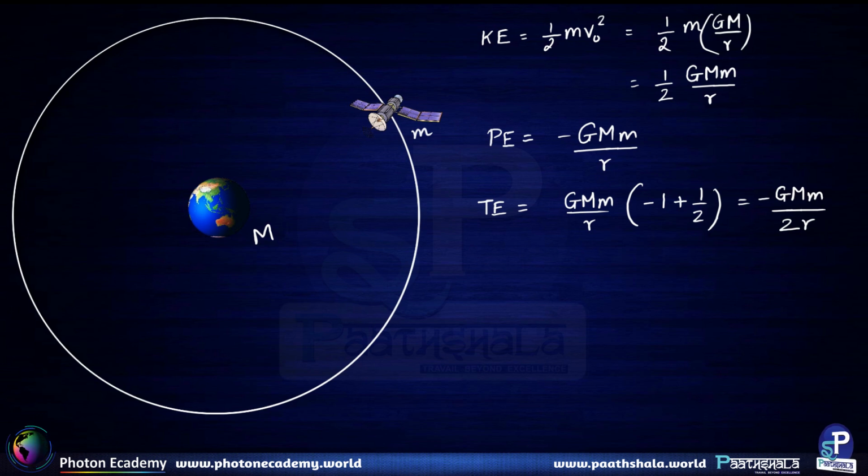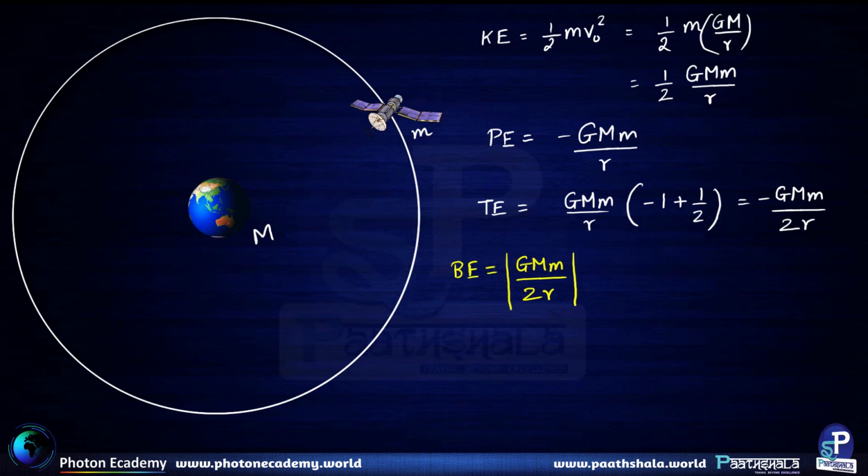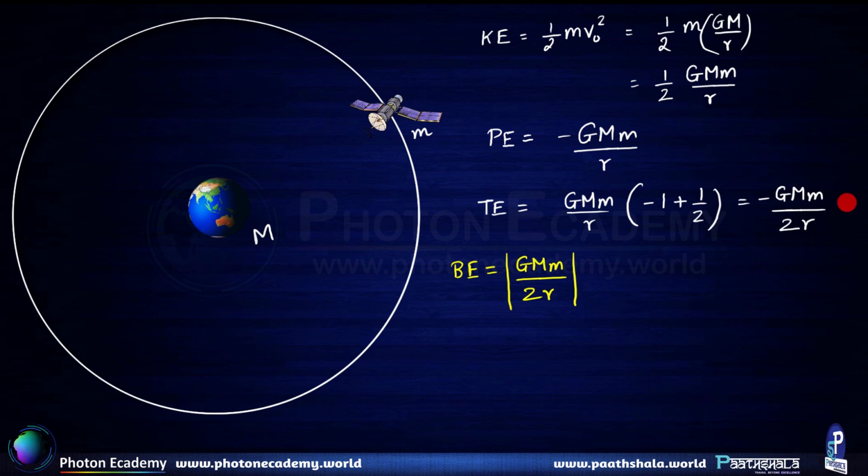Now what happens if we supply the magnitude of total energy to the satellite? The magnitude of total energy is GMm upon 2r. This is called the binding energy, which is essentially the magnitude of total energy. What happens if we supply this particular amount of energy to the satellite? Then the satellite will have a net zero energy. This binding energy, combined with the initial total energy of the satellite, will cancel each other out, and the net will be zero energy.